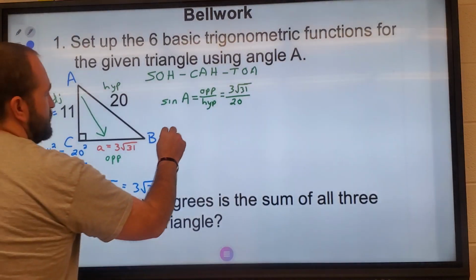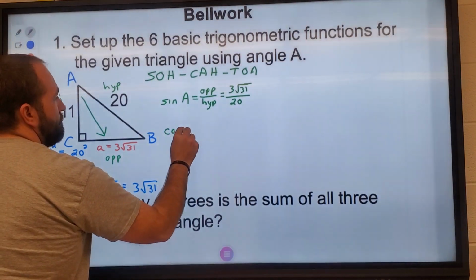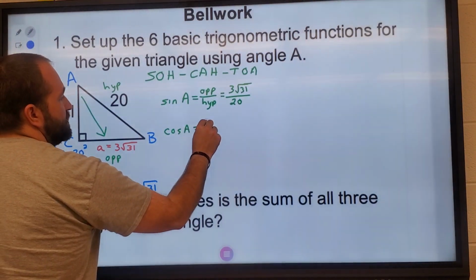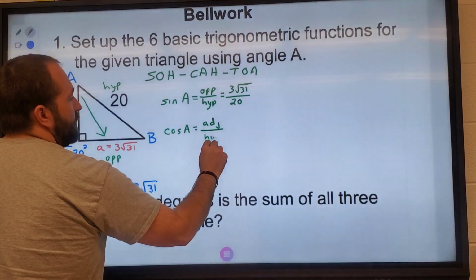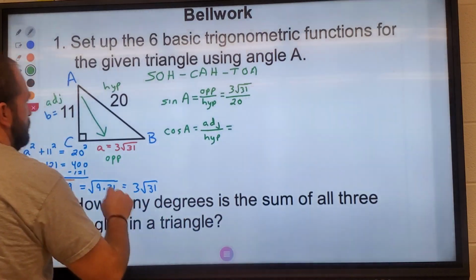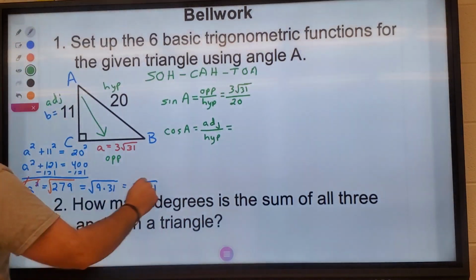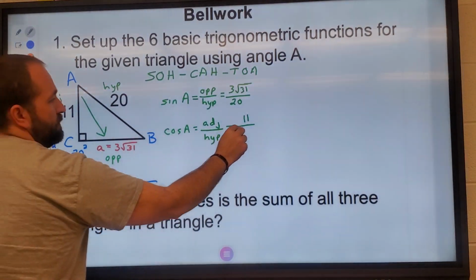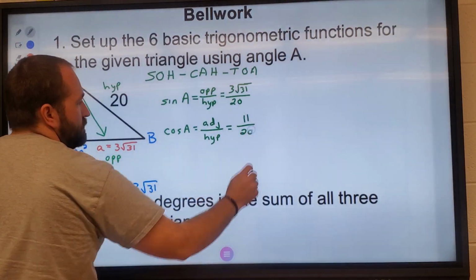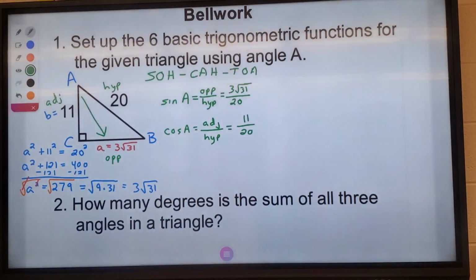Moving on to cosine. Cosine of A is the adjacent divided by the hypotenuse. Here the adjacent is 11. The hypotenuse is 20. Again, now looking at this, can we reduce? 11 over 20 is not simplifiable. It's already in reduced form. So 11 over 20 is my correct answer.